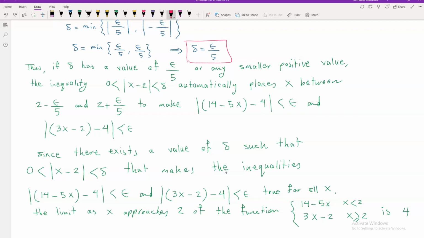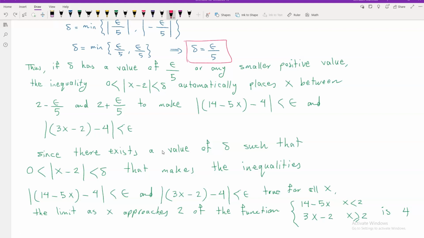If delta has a value of epsilon divided by 5 or any smaller positive value, then the inequality absolute value of x minus 2 between 0 and delta automatically places x between our interval. So our interval was 2 minus epsilon divided by 5 and 2 plus epsilon divided by 5. Since there exists a value of delta such that absolute value of x minus 2 is between 0 and delta, that makes our inequalities true.